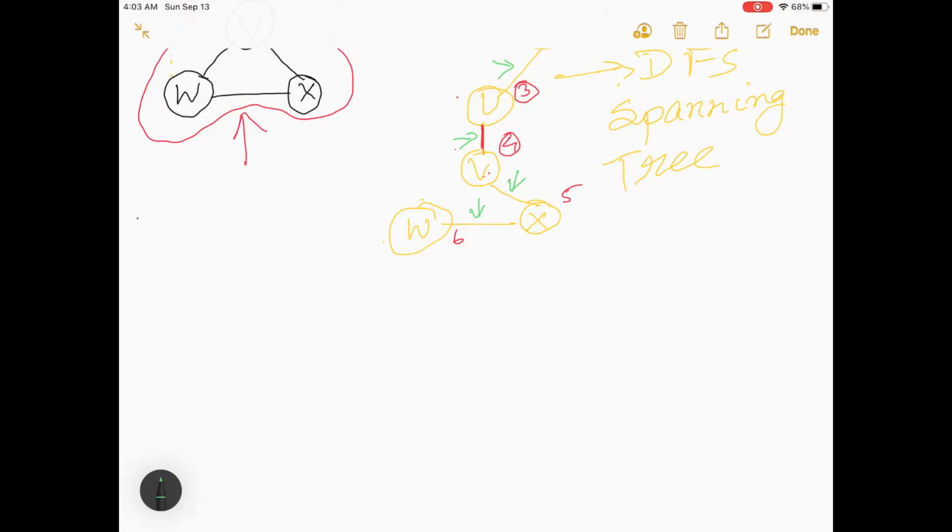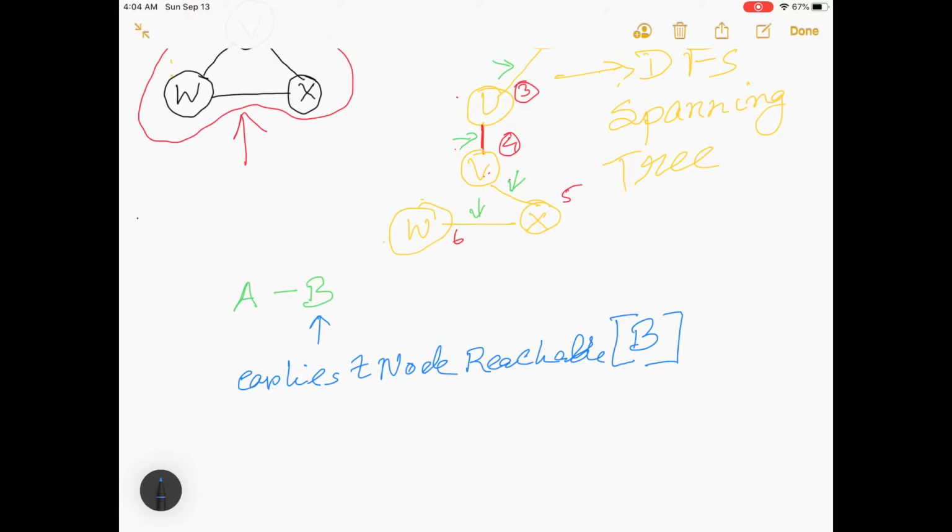So we discussed that for any edge A to B, we need to check what is the earliest node that is reachable from B. So we are interested in knowing the earliest node reachable of B, and we need to check if the earliest node reachable is at least equal to A, like the discovery time is at least equal to that of A or lower.